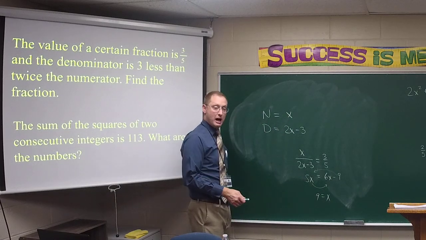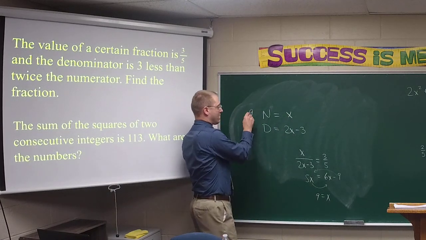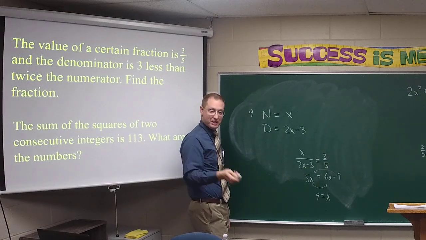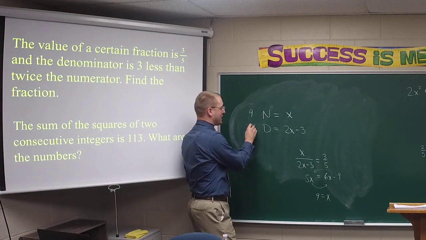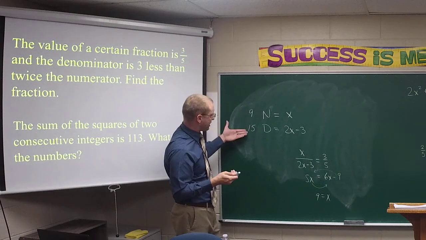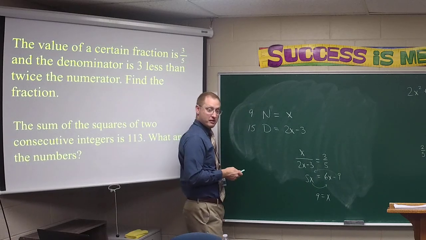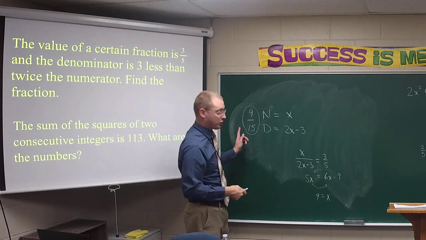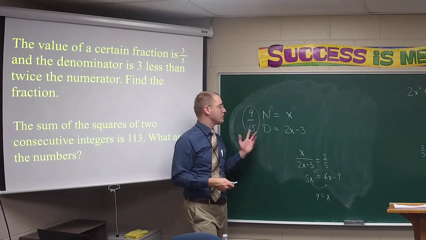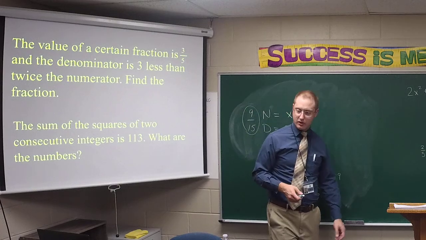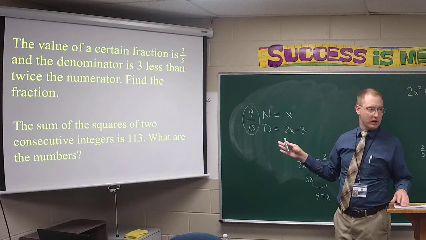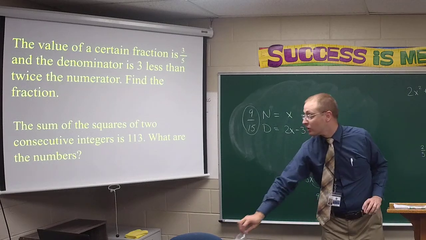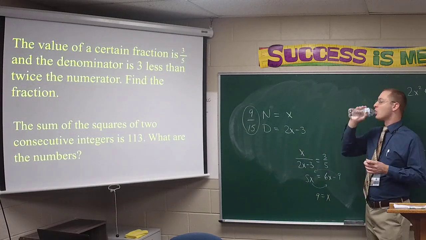So apparently 9 is my numerator. What's the denominator? Well, I was asking Genesis, but yeah, 15. So Genesis, if the numerator is 9, the denominator is 15, what's the fraction? 9/15. And there's my answer. Does that equal 3/5? Yeah, but there's my answer, 9/15. Go ahead and read the last word problem for us, if you would, Abby. The sum of the squares of 2 consecutive integers is 113.